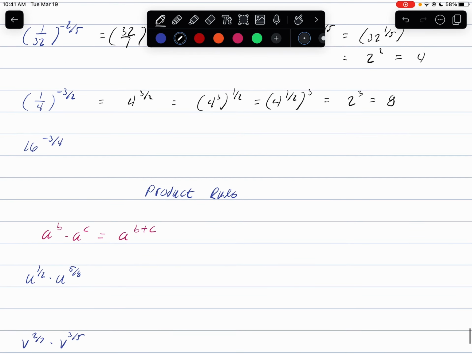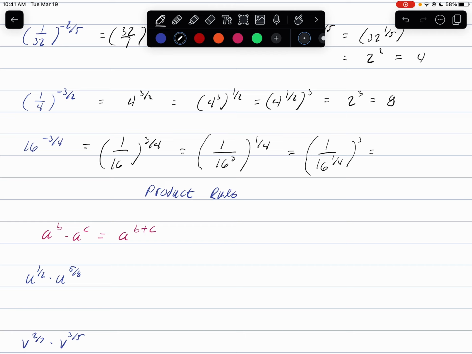Okay, let's do one more. Here we have 16 to the negative 3 over 4. Again, if we deal with that negative sign first, we're going to get 1 over 16 raised to the 3 over 4. So we can rewrite this now. If we distribute that exponent, we can rewrite this as 1 over 16 to the third, take the fourth root of that, or we can rewrite this as 1 over the fourth root of 16, and cube it. And that's probably what we're going to do.